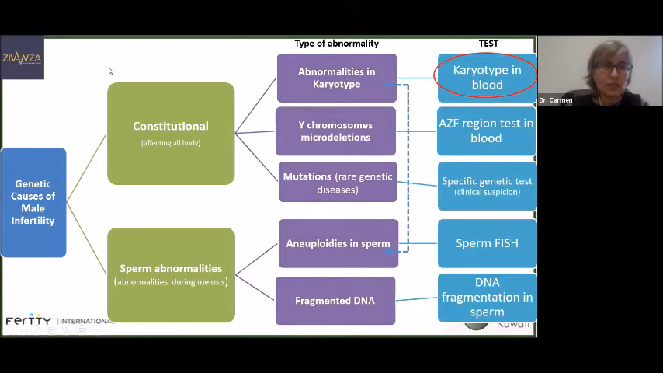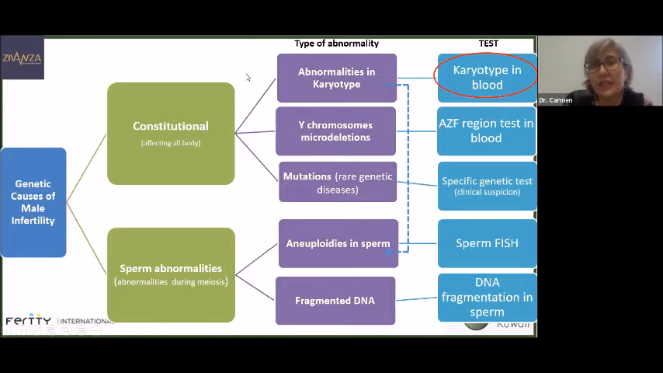So I focus in this talk on karyotyping and chromosomal abnormalities, but obviously there are other genetic causes of infertility for male and for female. So we have abnormalities in the karyotype that can be easily detected in a karyotype in blood. Okay, it's an easy and usually not very expensive test to perform.